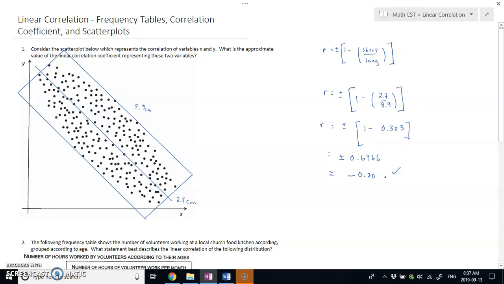If you get the wrong sign or you forget to put a sign, you lose 2 out of the 4 points on this question on the exam. So make sure you check at the end to say, is this positive or is this negative?